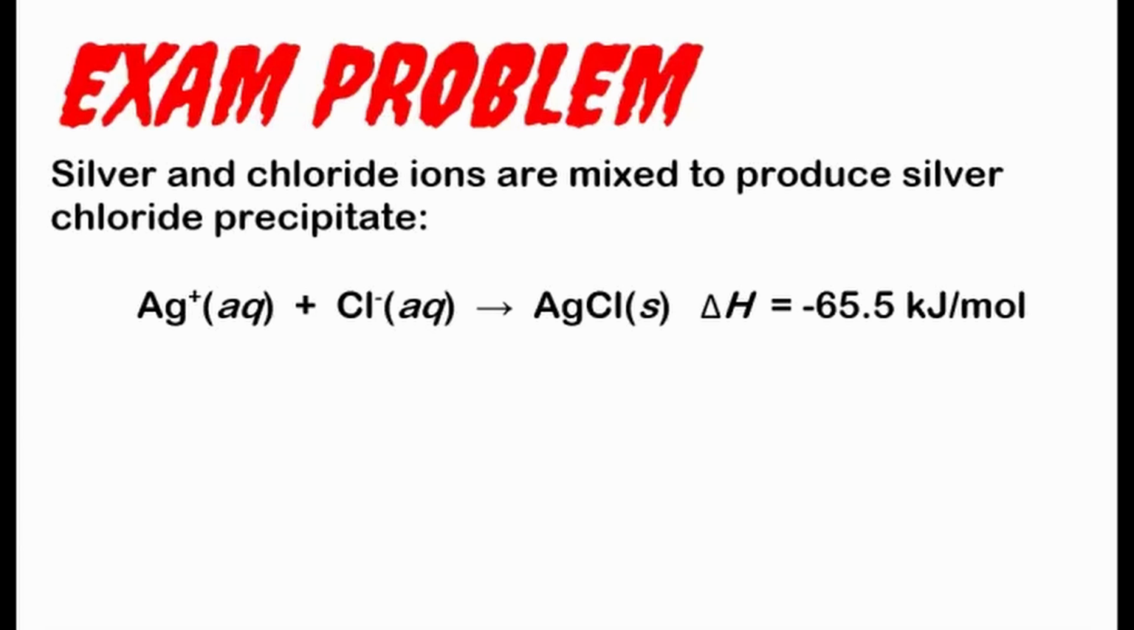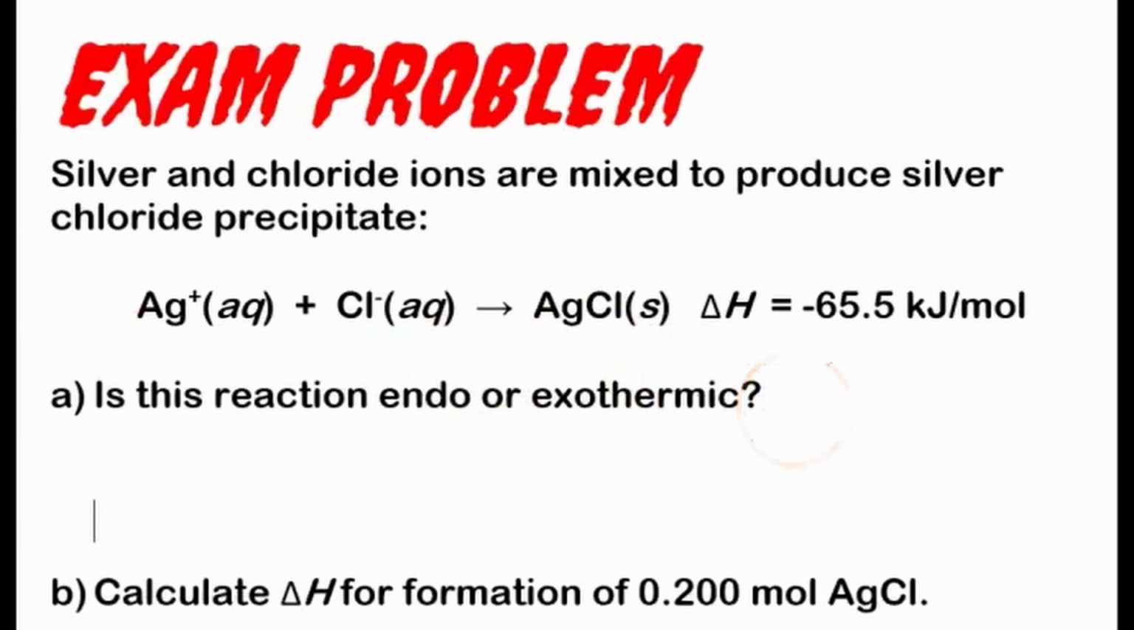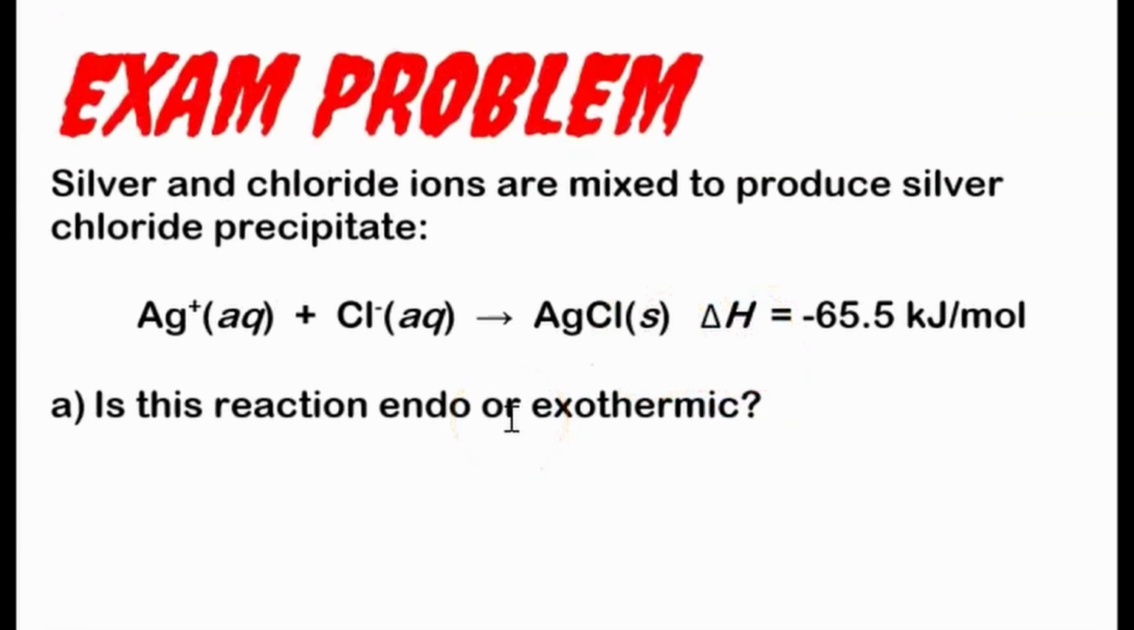Okay, this is the start of our killer exam problem. Silver and chloride ions are mixed to produce silver chloride precipitate, and we have a balanced chemical equation here. Now, there's a lot of parts here, but this covers a lot of material, so don't be worried about all these words. You're going to learn a lot from this question, guaranteed. Okay, is this reaction endo or exothermic? This is kind of an easy one starting off. The change in enthalpy is less than 0. It's negative here, which means this is exothermic.